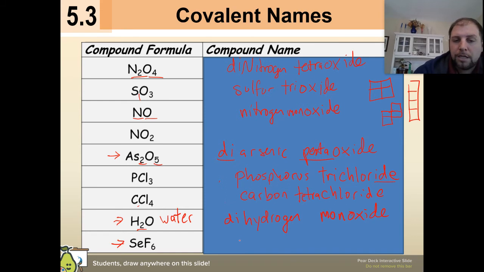Okay. Lastly, SeF6. All right. Se is selenium. Okay, selenium. And F is fluorine, which we changed to fluoride. Let me give it a bit more space here. So there's 1 selenium, so I just leave it as selenium. And there's 6 fluorines, so this would be hexafluoride. Hexafluoride, okay?